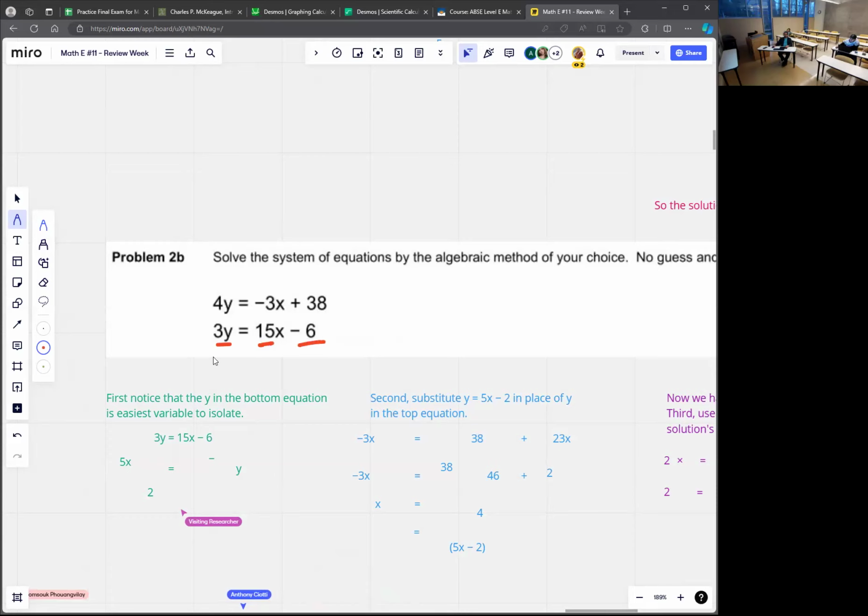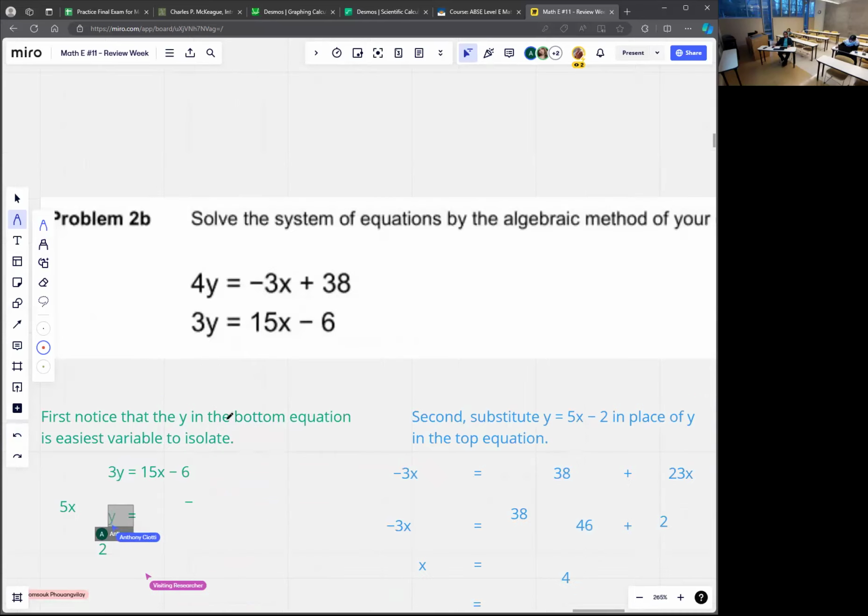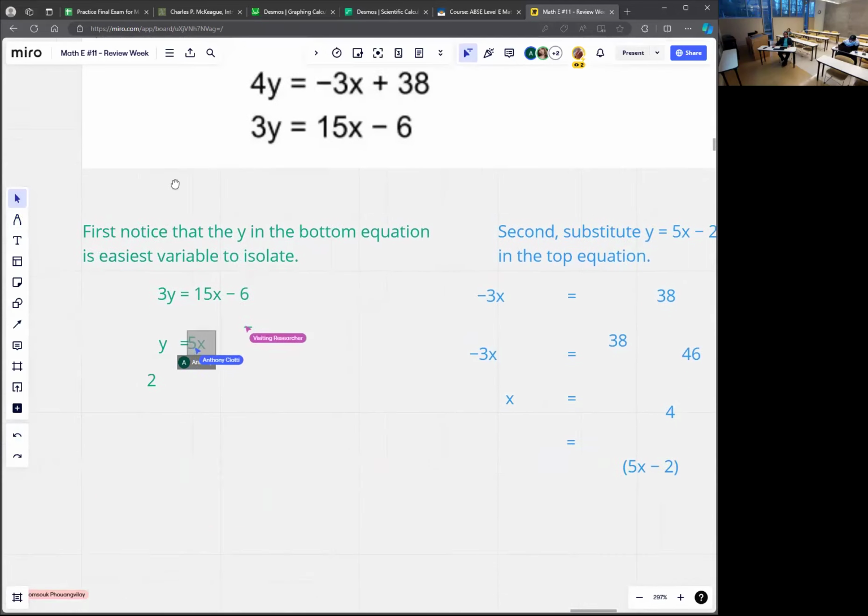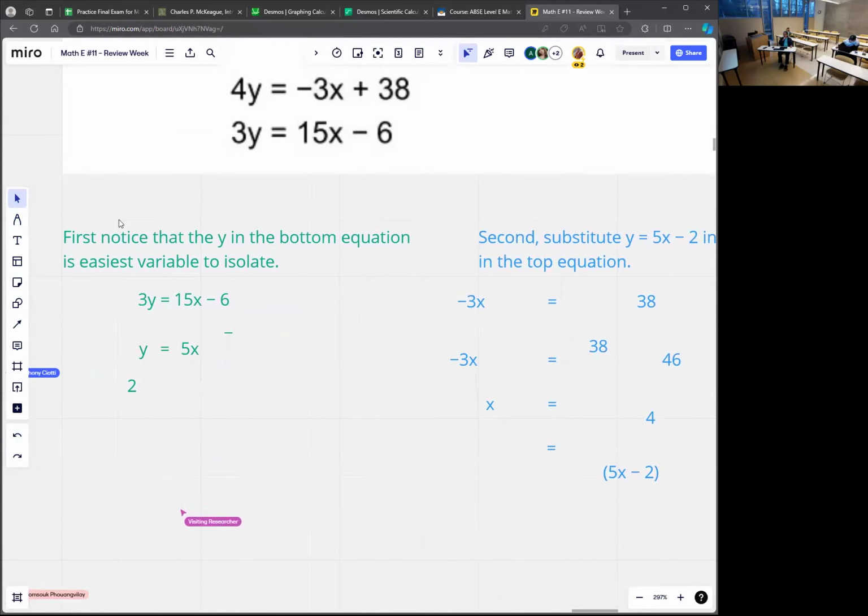And in particular, one of the letters, in this case the y, won't have any number next to it anymore. So our first step is to stare at it and say, what's the easiest way to get a letter by itself? Okay, I'm gonna move things so the recording can see. Then we take that and put it inside the other one. Wherever we see a y, we'll put the 5x minus 2.